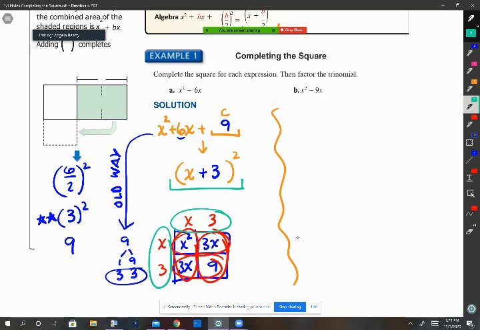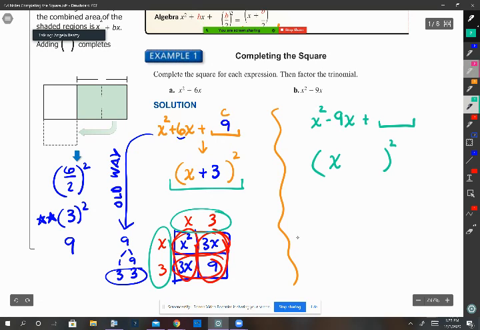why not? Okay, if I do letter B, I've got x squared minus 9x plus, and I'm trying to figure out what goes in that position. And the nice way is I can just write this as x and then something in here. And so I want to find what goes in that spot. And the easiest way to do it is take the middle term, which is negative 9, divide it by 2, and then square it.